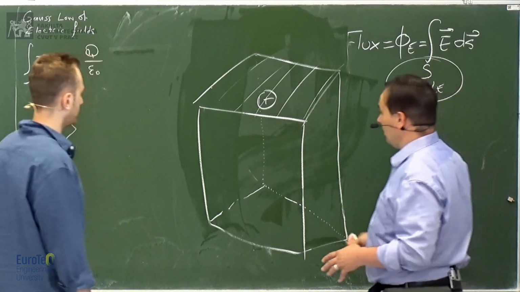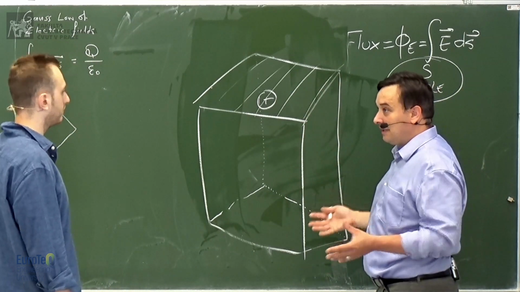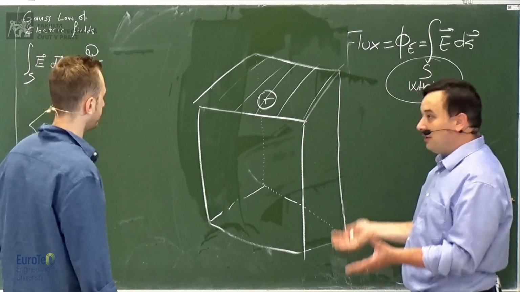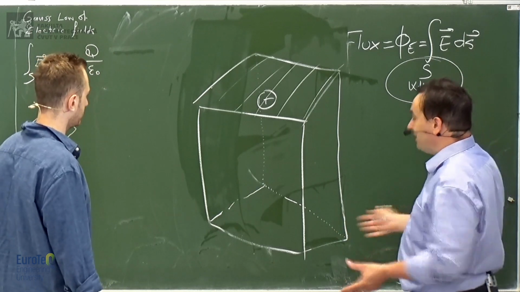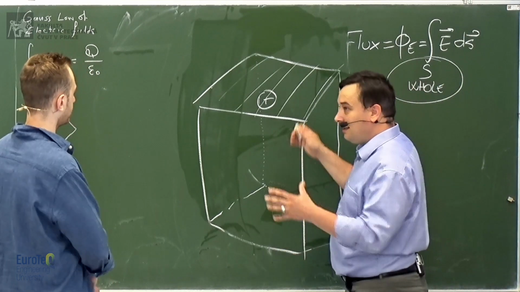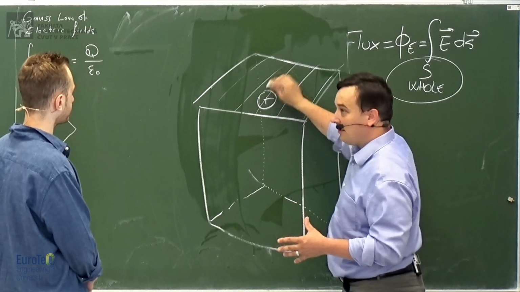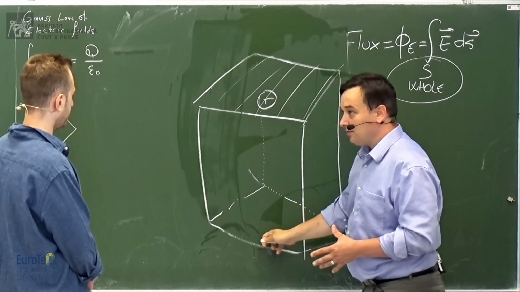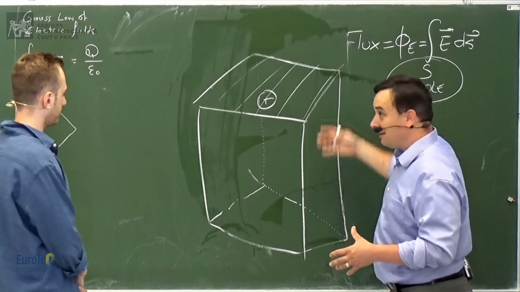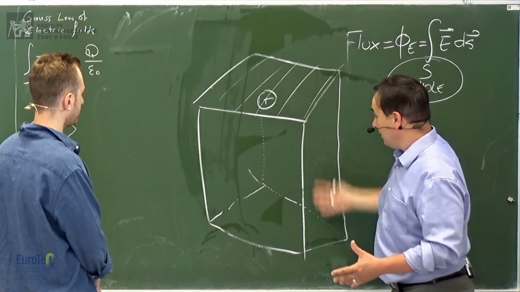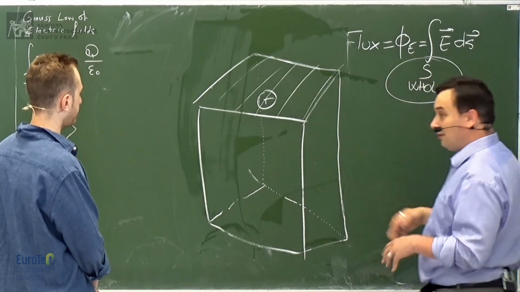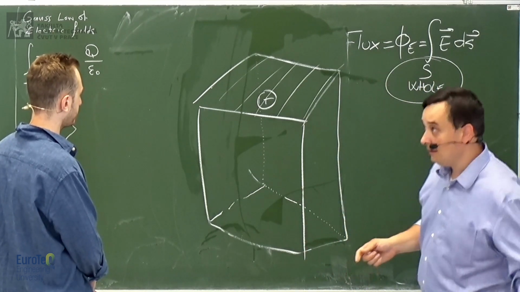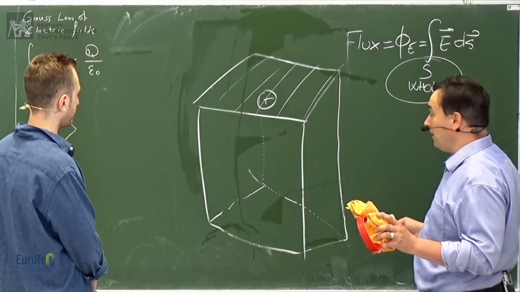This structure is definitely not uniform. It's not a sphere, but it doesn't matter. Still, here on the top you will have a bigger electric field because you are closer to the charge. Here you will have it smaller, but it doesn't matter. Once you make the integral all over the surface, all the faces of this figure, you still get the same flux.